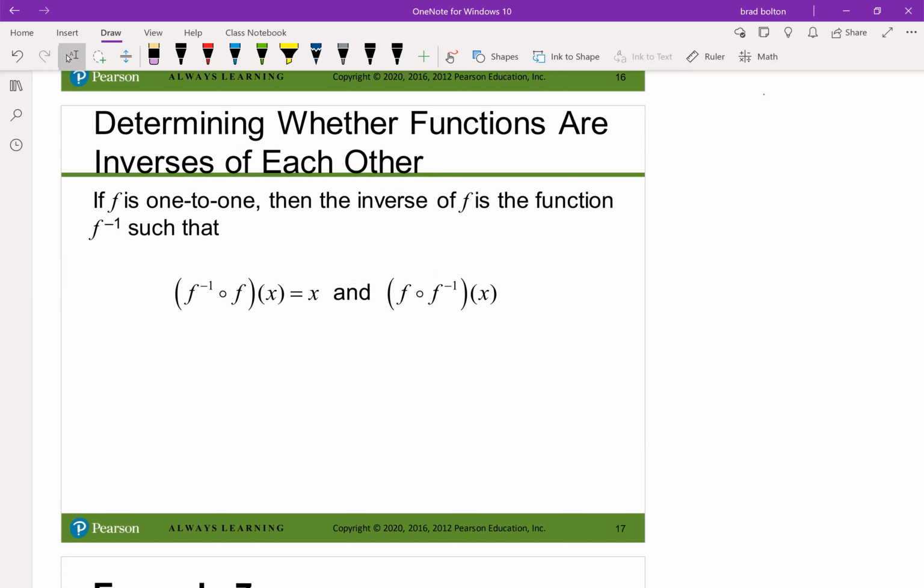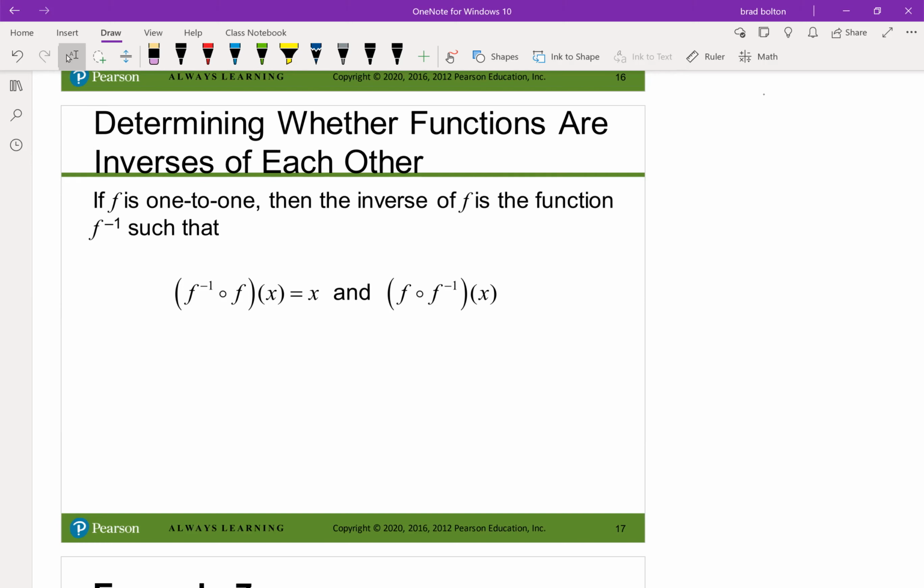Determining whether functions are inverses of each other. All right, so what page is this? Let me just kind of get caught up here. Sorry about that, guys. Oh, we're done with that. Okay, so now I'm on 17. So we're almost done. We just did a little bit of practice. In fact, I'm going to try to bring up one of your homework problems as well, just so we can kind of have a little bit more practice.